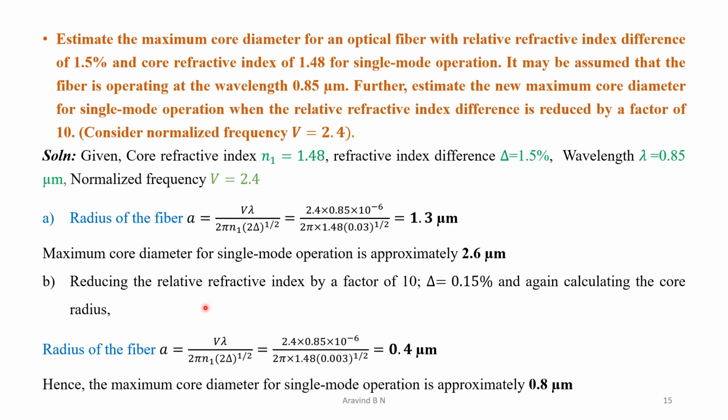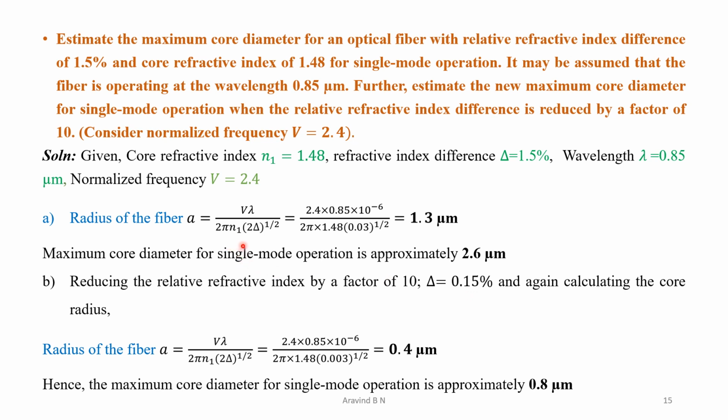Now the continued question. With the relative refractive index reduced by a factor of 10, we need to calculate the radius. The reduction in the relative refractive index corresponds to the value delta. Now delta is 1.5%. Reducing this by a factor of 10 means 1.5 divided by 10, so it will give us the value 0.15%. Now for the relative refractive index difference of 0.15%, we need to calculate the radius of the fiber.